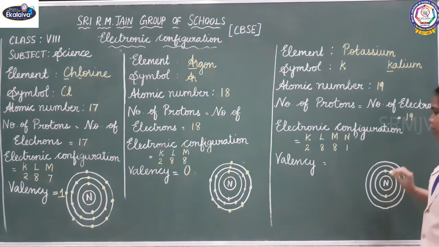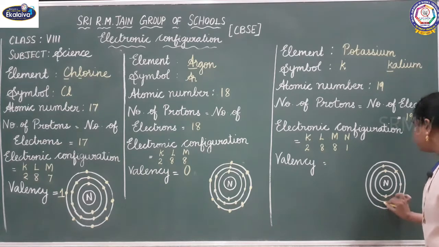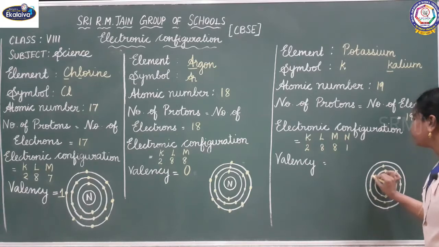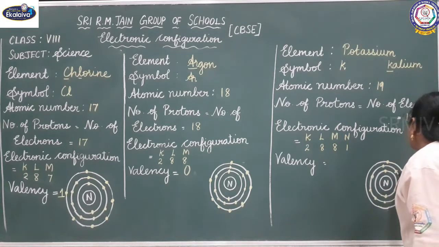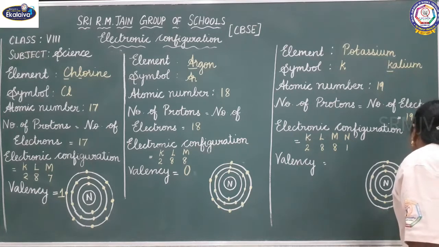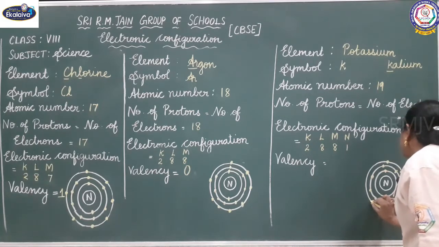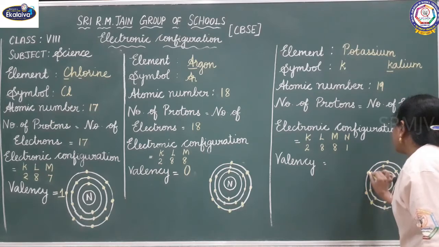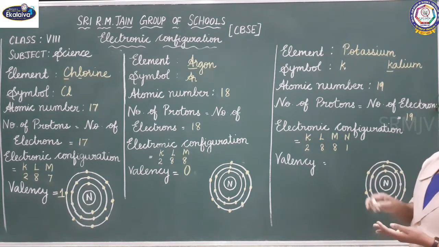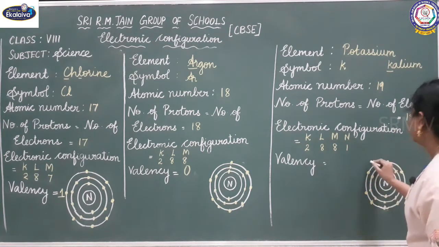Two electrons in the K shell. 8 electrons in L shell. 8 electrons in the M shell. So one more electron goes to the next shell, that is N shell.